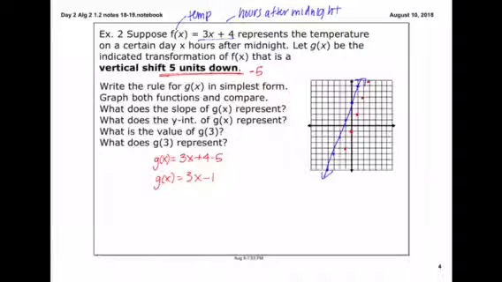After you run to the right, you can then mirror your points to the left. So then we can begin to answer the questions. Write the rule for g of x in simplest form, we've already done. Graph both functions and compare. Okay, so you could also start by graphing f of x, and then you could have translated from f of x down 5 units, which would have been another way to graph the function first and then write the equation.